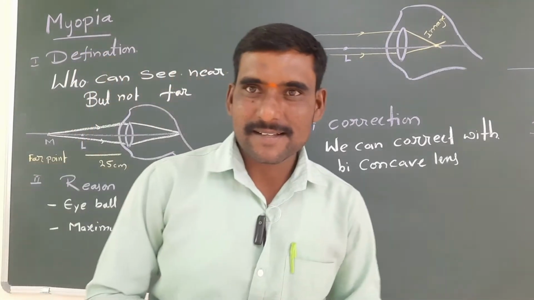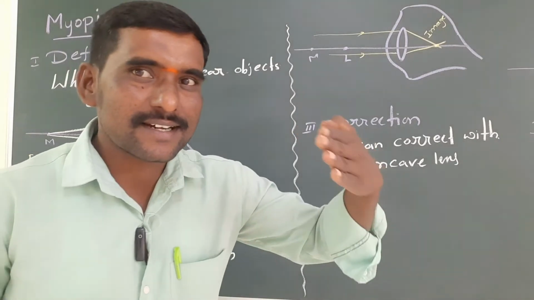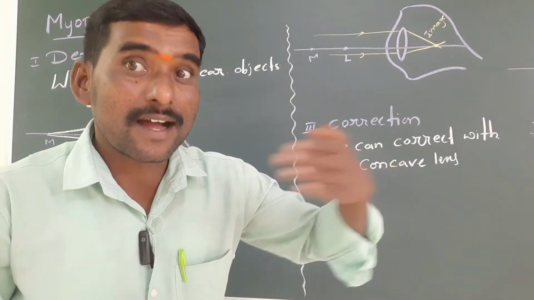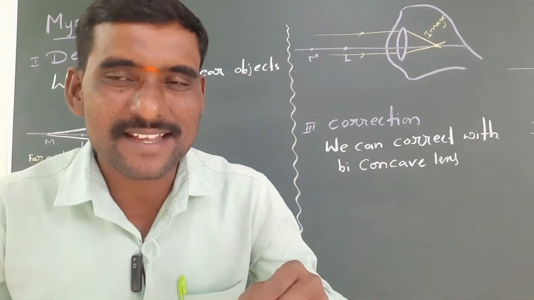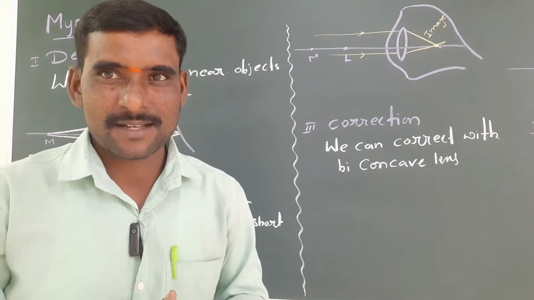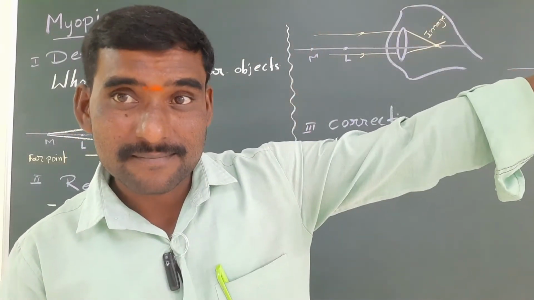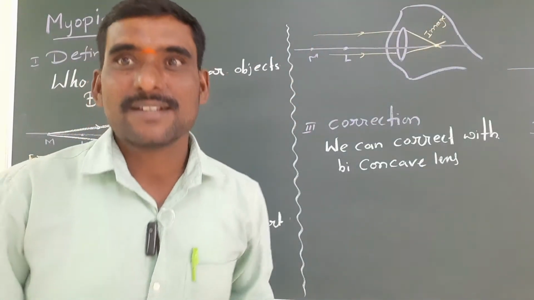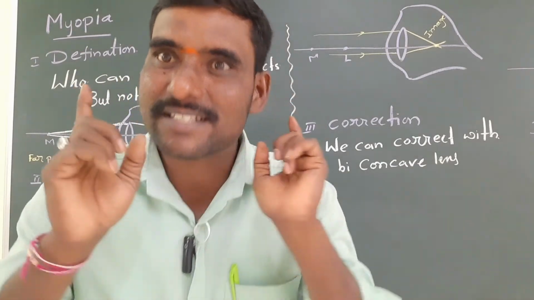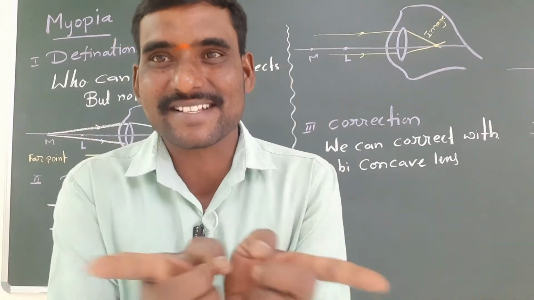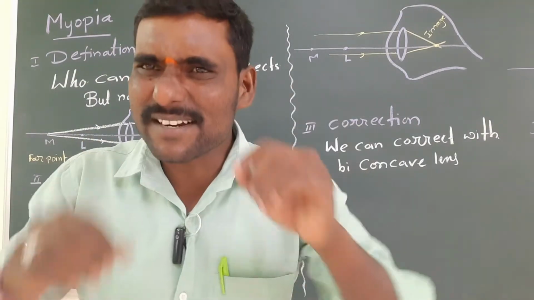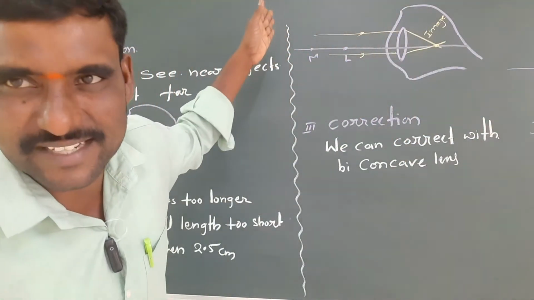For example, if I want to read objects at a 25 centimeter distance, my focal length has to be 2.27 centimeters. If I want to see far, my focal length has to be 2.5 centimeters. Who will change this? Ciliary muscles can change it. If the ciliary muscles do not change it, we can get the vision defects. If the ciliary muscles do not work, we can get this type of vision defect.